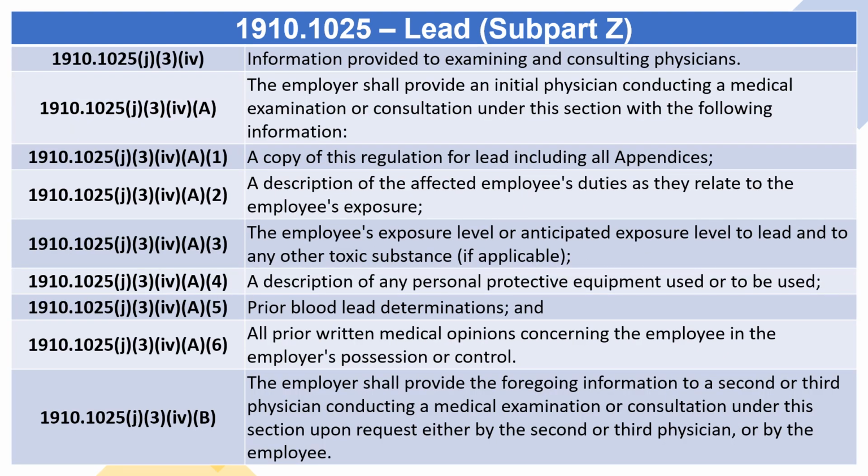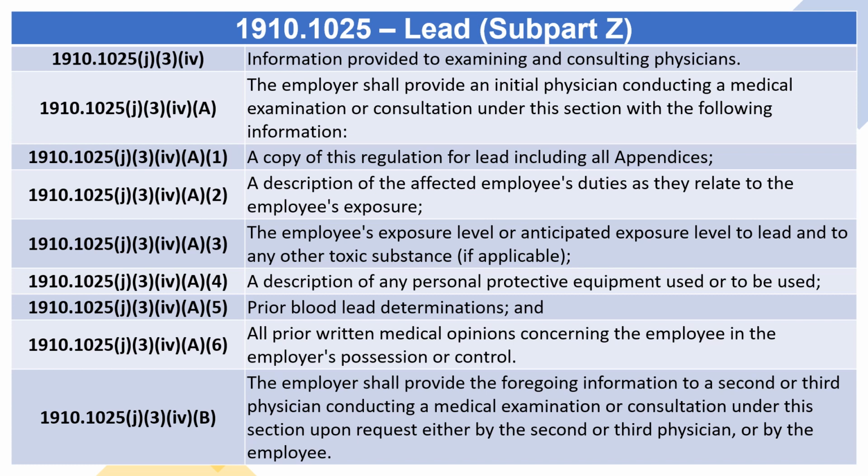1910.1025(j)(3)(iv), Information provided to examining and consulting physicians. (j)(3)(iv)(A), the employer shall provide an initial physician conducting a medical examination or consultation under this section with the following information, (A)(1) through (A)(6): a copy of this regulation for lead including all appendices; a description of the affected employee's duties as they relate to the employee's exposure; the employee's exposure level or anticipated exposure level to lead and to any other toxic substance, if applicable; a description of any personal protective equipment used or to be used, prior blood lead determinations, and all prior written medical opinions concerning the employee in the employer's possession or control.